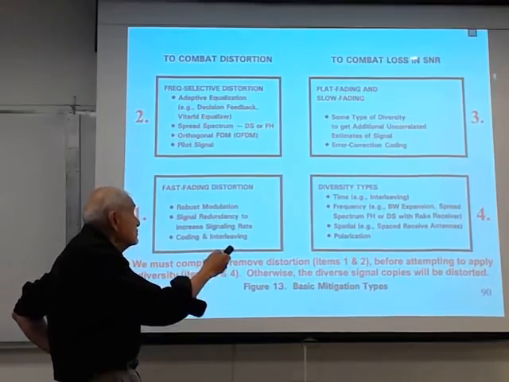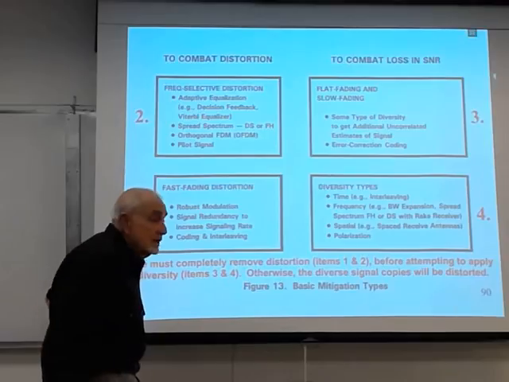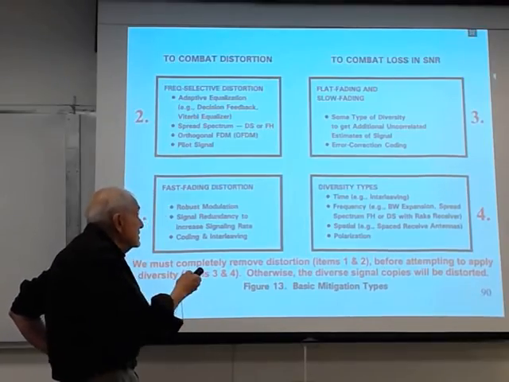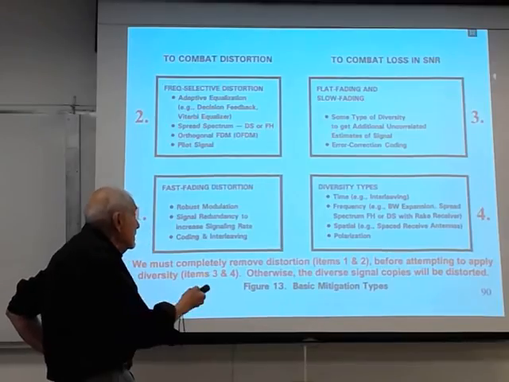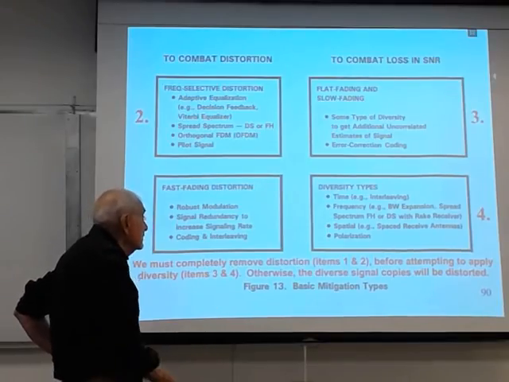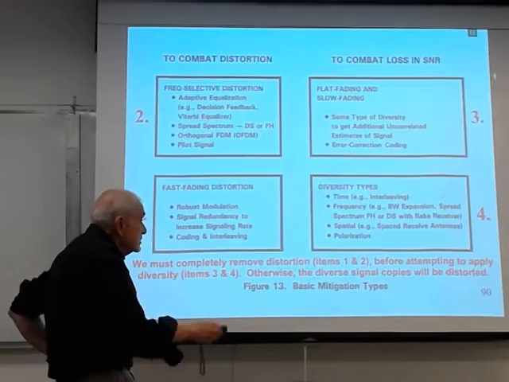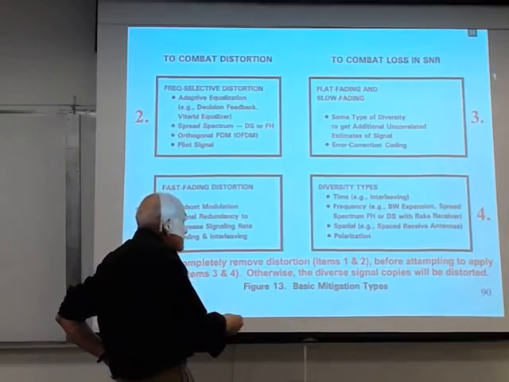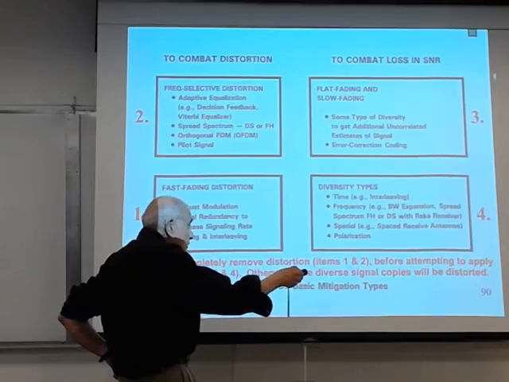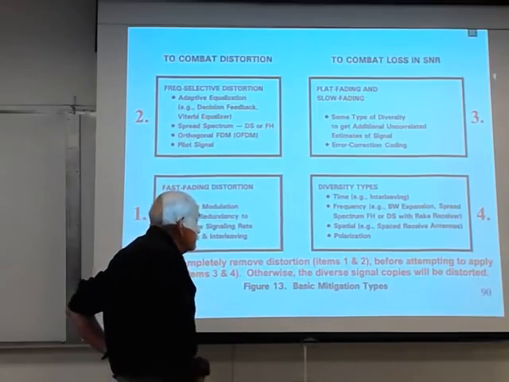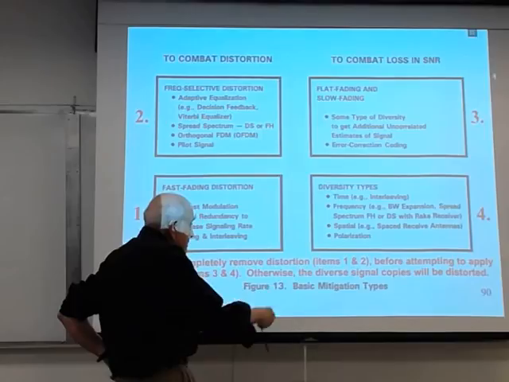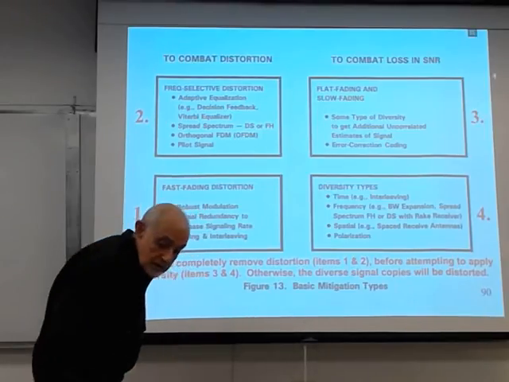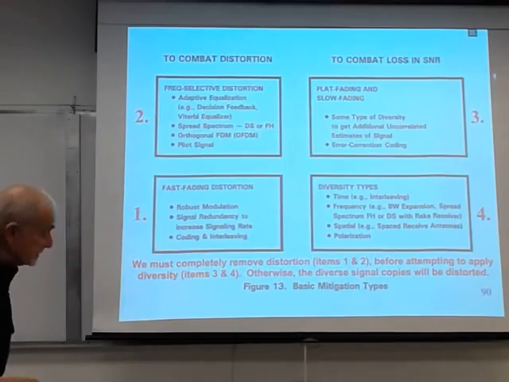And this is what diversity does. Diversity combats a loss in average signal to noise ratio. So there's lots of kinds of diversity. There's time, like interleaving, frequency, bandwidth expansion, spread spectrum, frequency hopping or direct sequence, and we'll look at that very important rake receiver, space, receiver antennas, polarization, and so forth.